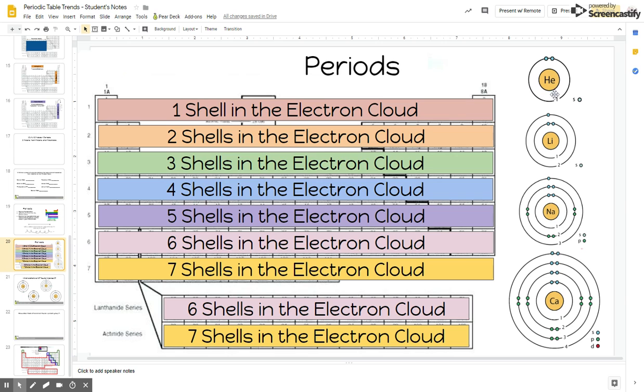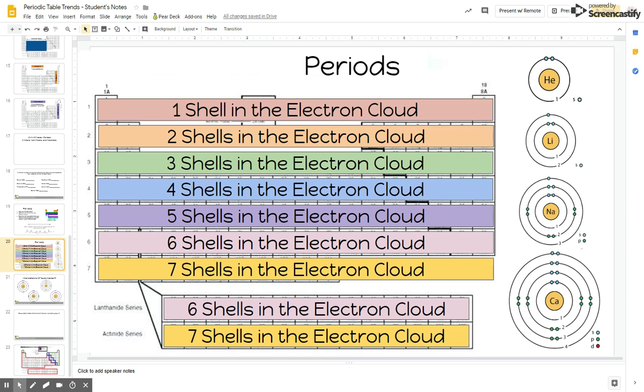So here's our example. So helium is in period number 1 right up here, has that 1 shell, that 1 circle around the nucleus. And then when we go to period number 2, lithium is found in this period number 2, so it has 2 shells, 2 circles around its nucleus, and so on. So we kept coloring all the way down until we got to period number 7 that has 7 shells in it. Now, the one thing that we need to understand is these 2 rows at the very bottom of our periodic table, they're just an extension of period 6 and period 7.